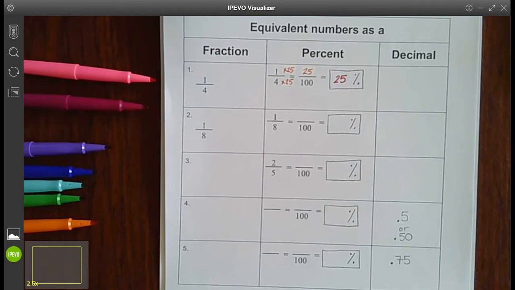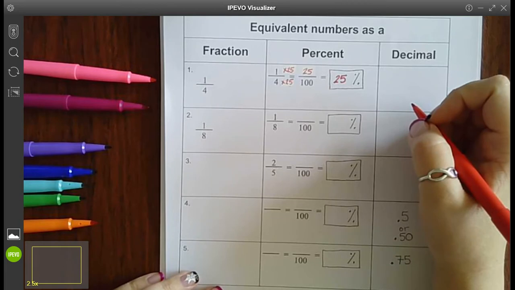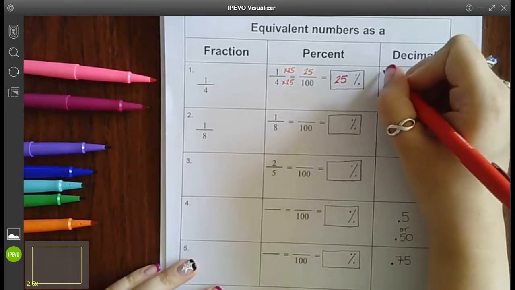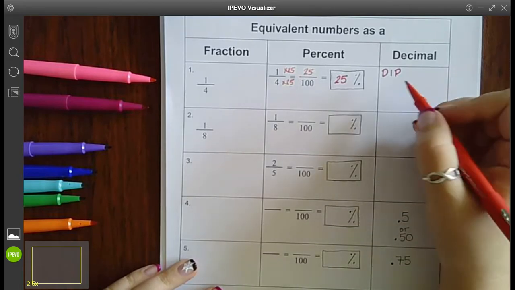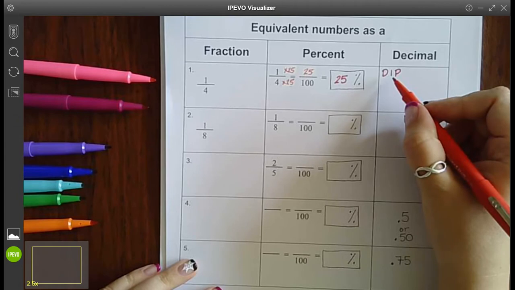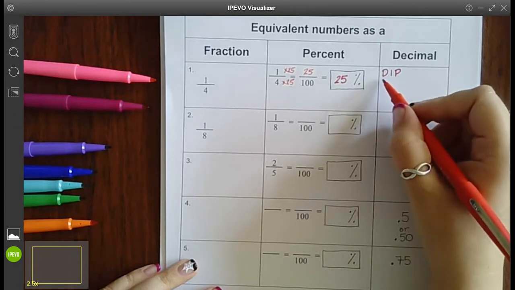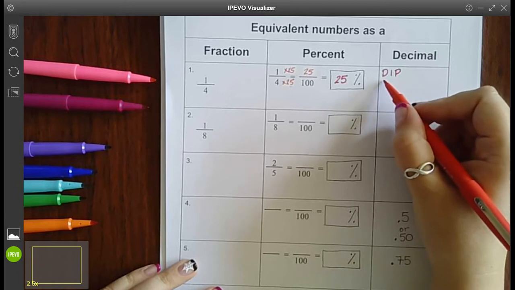Once I have it as a percent, I can very easily change it to a decimal if I remember this nifty little trick called DIP. Okay, D stands for decimal, P stands for percent. And that I in the middle is just a reminder that you always move it 1, 2 to either the right or 1, 2 to the left.